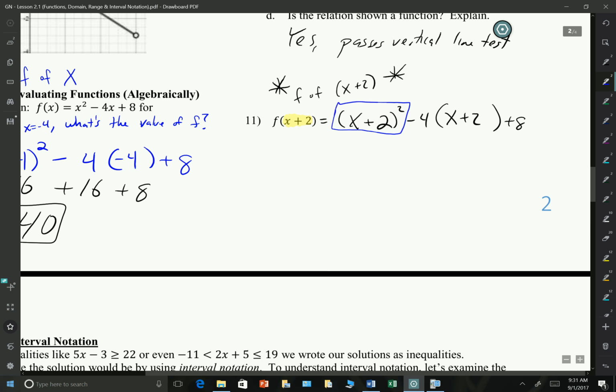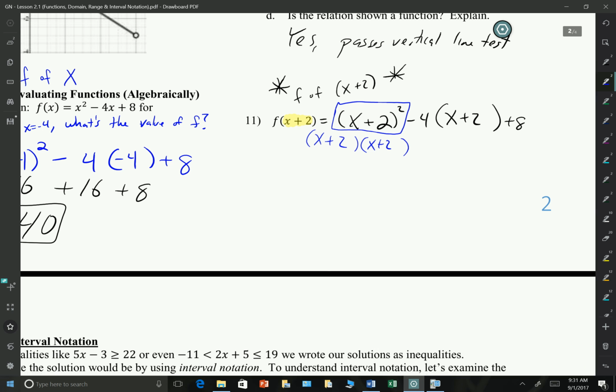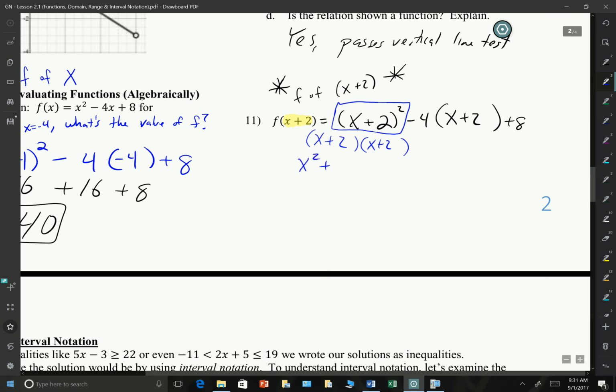What does it mean to square something? x plus 2, x plus 2. You would do what next? Yes, use the word distribute. I don't like the word FOIL. x squared plus 2x plus 2x plus 4. When I combine like terms, I get x squared plus 4x plus 4.